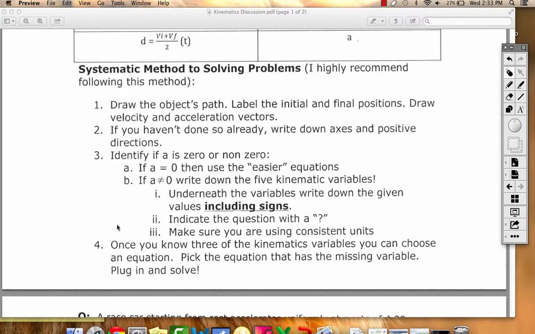So if you have something that's in centimeters per second for like a velocity, and then they give you a distance in meters, you have to convert one of the two so that you're comparing apples to apples. And then basically, once you know 3 of the kinematic variables, you can choose one of the above equations and then start to plug in and solve. You just go and plug and chug at those babies.